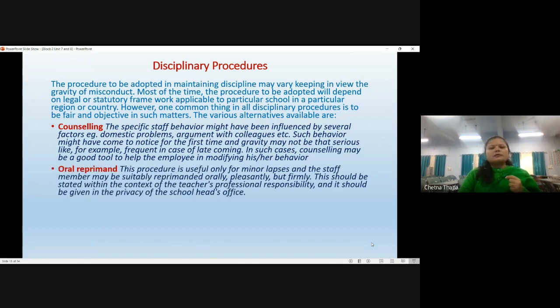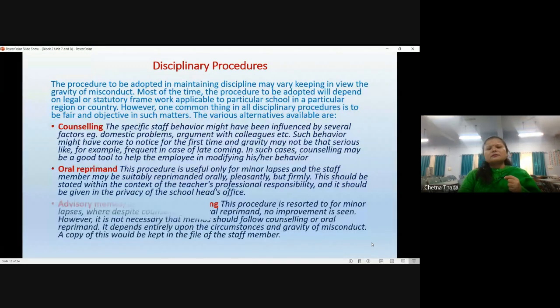Secondly, oral reprimand. This procedure is basically useful when there are minor lapses, and the staff member may be suitably reprimanded orally, pleasantly, not in an unpleasant manner. You should tell him or her their professional responsibility, and that should be discussed in a private manner. You should have an open discussion with that individual, but that should be done privately.